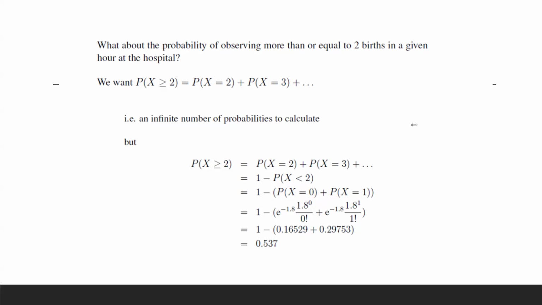Others, can you understand this concept? How to calculate more than or equal to?